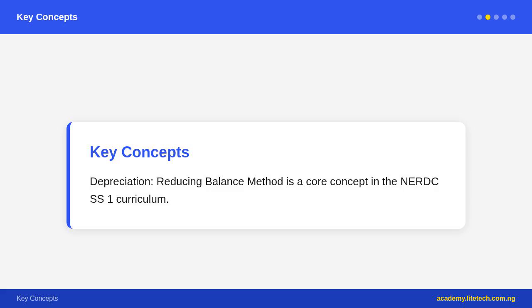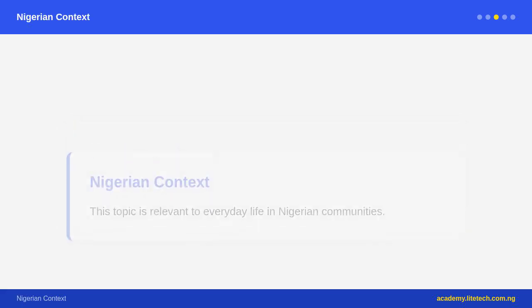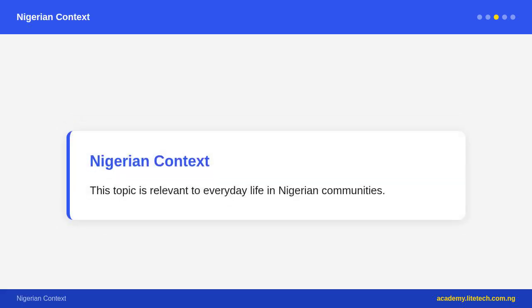Comparison, straight line versus reducing balance. Straight line method, same amount each year. Asset reaches zero at the end of useful life. Better for assets with even wear, e.g. furniture, leases. Simple to calculate.